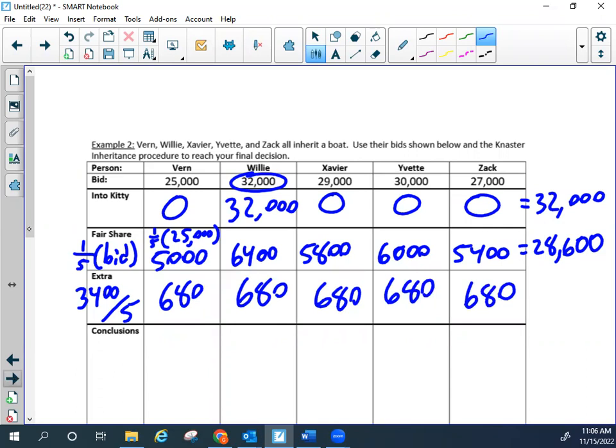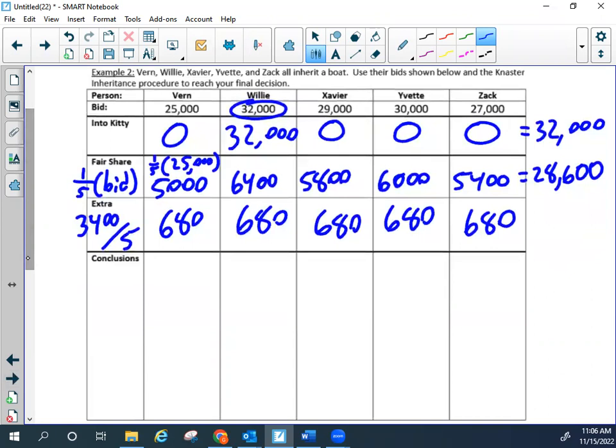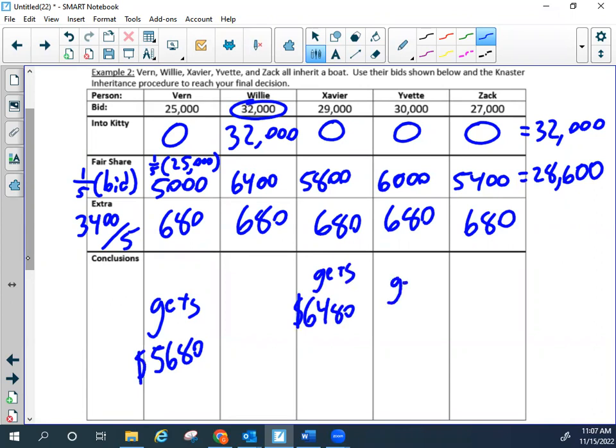So let's see how everybody did. Vern walked away with $5,680. He put $5,000 in his pocket and then he put $680. We'll skip Willie for a second. Xavier walked away with $6,480. Yvette walked away with $6,680. And Zach gets $6,080. Again, they get their fair share, put that money in their pocket, then the extra, they put that money in their pocket.